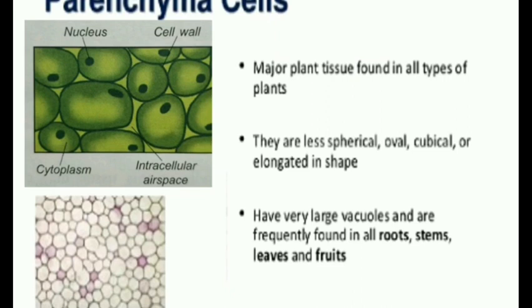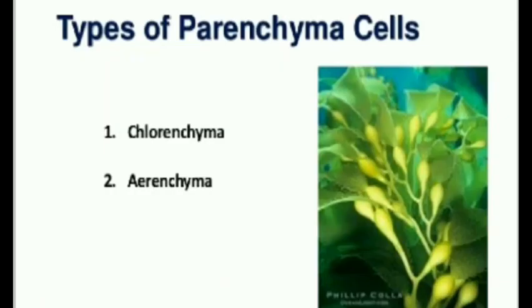The cells have a small nucleus, large vacuole, and dense cytoplasm. Observe the picture displayed here. Inside the cell, the darker green portion shows the cytoplasm, and the central light green portion shows the position of a large vacuole. They are frequently found in all roots, stems, leaves, and fruits. Some parenchyma cells have many chloroplasts, for example, the tissues found in leaves. This type of tissue is called chlorenchyma. Their main function is to prepare food for the plant, that is, to perform photosynthesis.